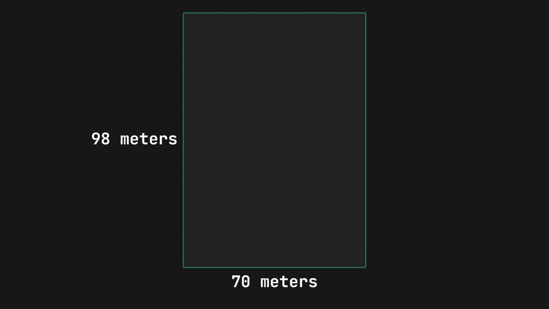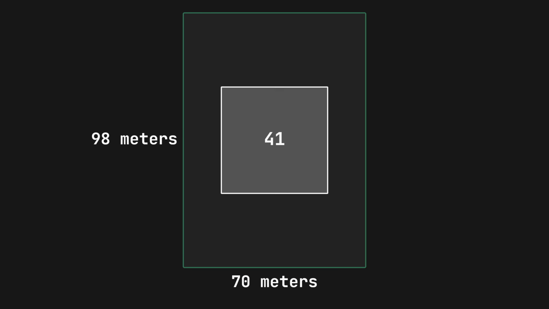A farmer has a rectangular field sized 70 meters wide by 98 meters tall. They want to divide the field into the largest size square plots that use up all of the field with no wasted space. A square plot has equal sides that are a whole number, for example, 20 by 20 meters. The size could be any whole number, such as 40 meters or 70 meters.